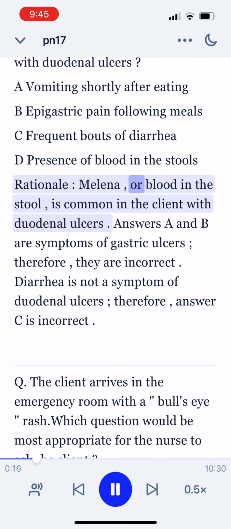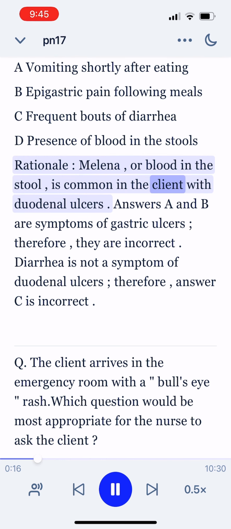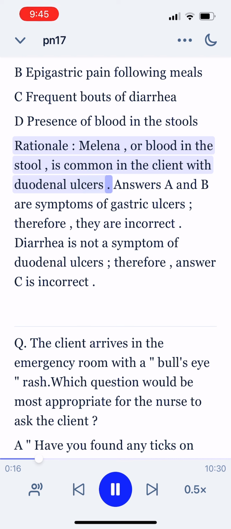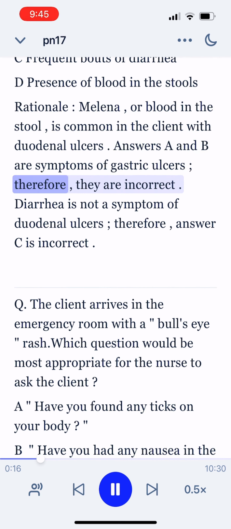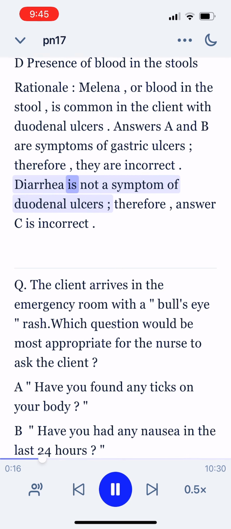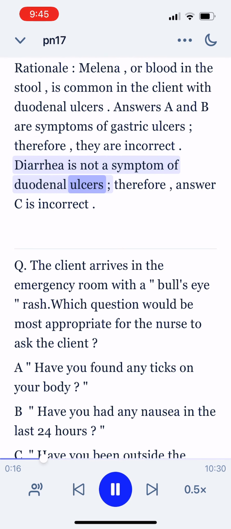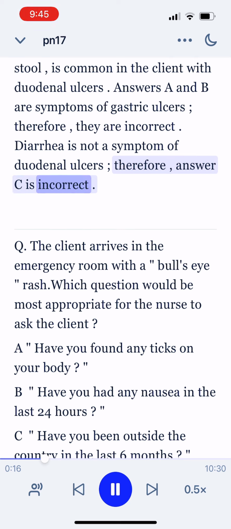Rationale: Melena, or blood in the stool, is common in the client with duodenal ulcers. Answers A and B are symptoms of gastric ulcers, therefore they are incorrect. Diarrhea is not a symptom of duodenal ulcers, therefore answer C is incorrect.